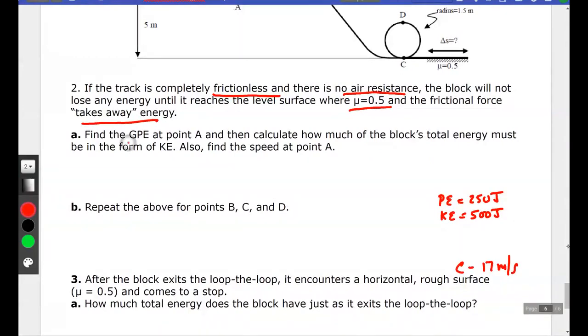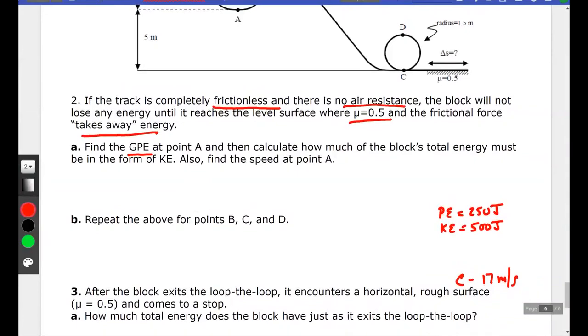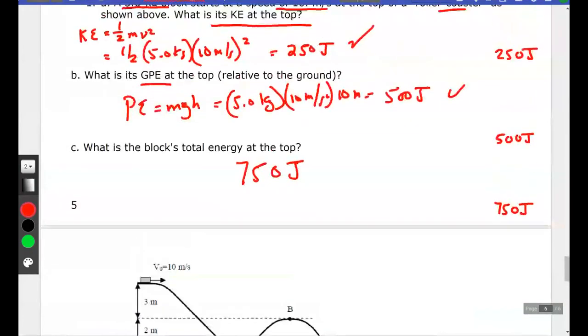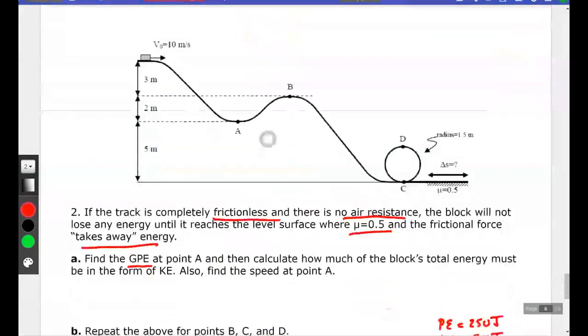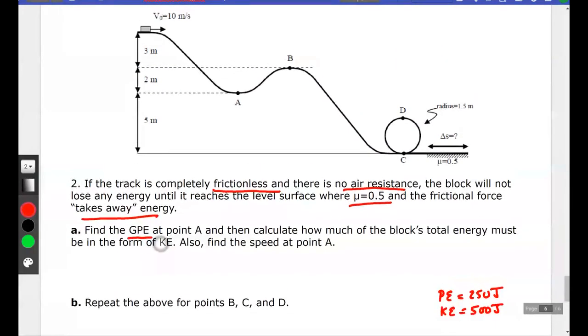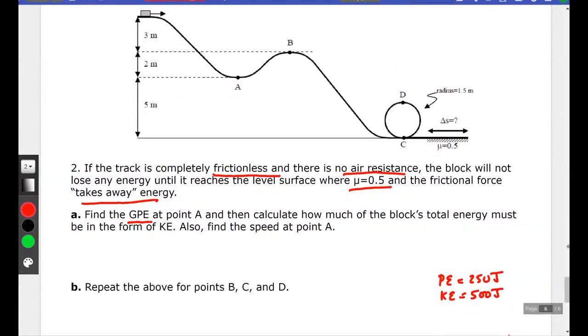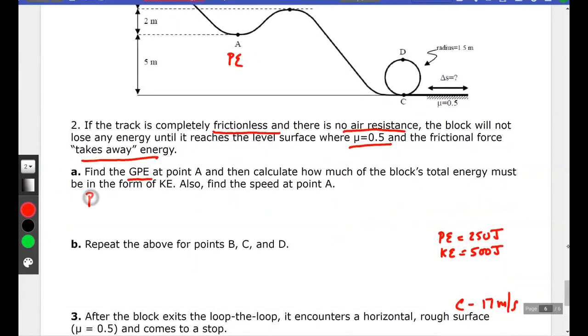What is the GPE, gravitational potential energy, at point A? Well, we've done the gravitational potential energy at point A already. Let's go over here. The gravitational potential energy is 500 joules. We found that out already. Yeah, my bad. No, we didn't find it. It's actually over here. What's the gravitational potential energy at A?